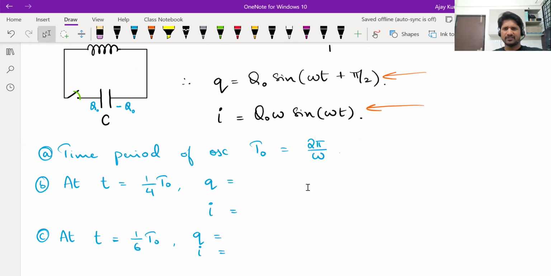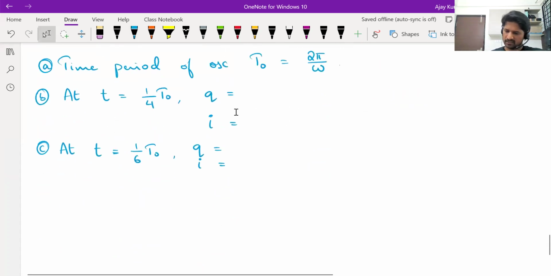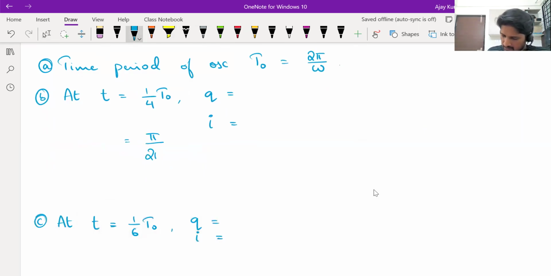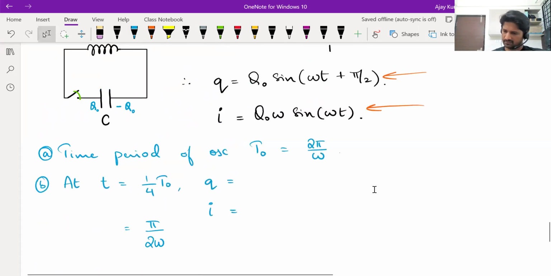Okay, how did you get 5 pi by 2? I asked you to take the time as T naught by 4. T naught is 2 pi by omega. If you divide that by 4, it becomes pi by 2 omega. So this is the time, pi by 2 omega. We'll substitute that in the charge equation. Others, any answer for charge at that time? I want you all to do this, it is easy only. Just put this time, pi by 2 omega, there.